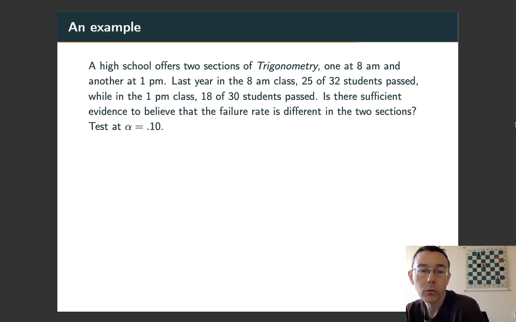So obviously these two proportions, 25 out of 32 and 18 out of 30, are not identical. They're different. So on the face of it, it does look like there is a different pass-fail rate in each of these two classes. However, that could just be due to random chance, and we need to know how likely it is to get data like this due to random chance if, in fact, the probability of passing each class is the same. We're going to test at alpha equals 0.10, so when we get a p-value at the end, we'll compare it to this. And if p is less than that alpha, we'll reject the null hypothesis and conclude that, in fact, the chance of passing each of the classes is different.